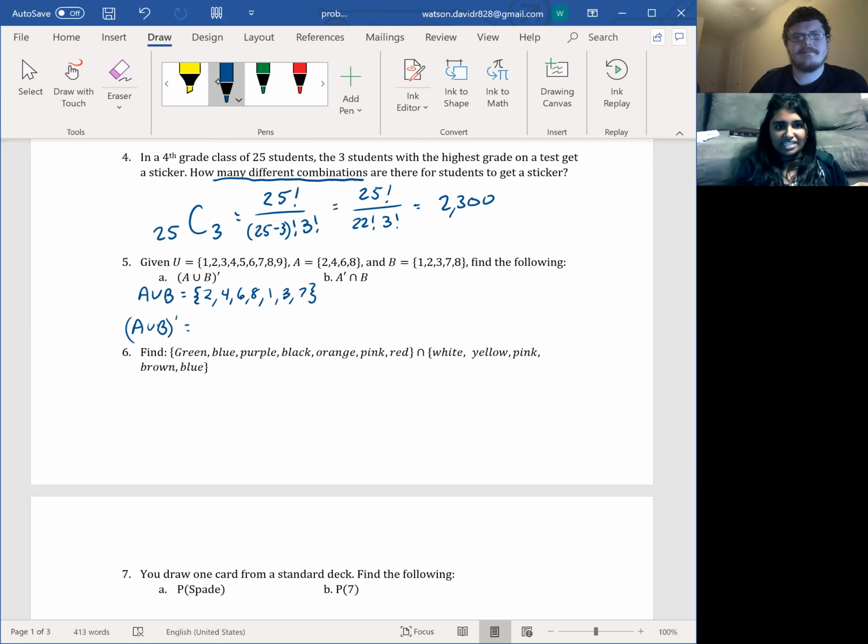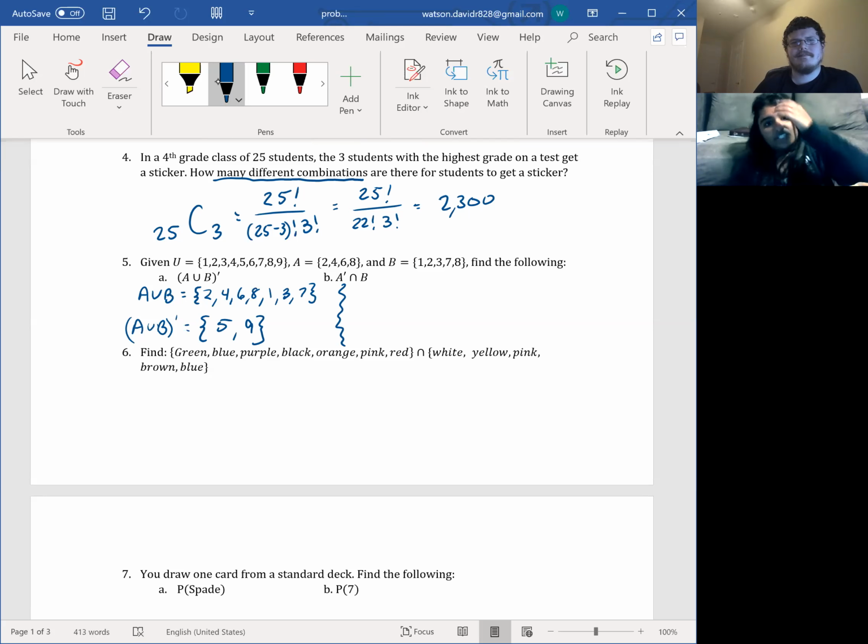So let's see what's left. If I take out all those numbers, 2, 4, 6, 8, 1, 3, and 7, what do I have left? 1 is in that first list, so we're not going to include that. 2 is there. 3 is there. 4 is there. Is 5 there? Nope. 5 is not in that first list. 6 is there. 7 is there. 8 is there. But 9 is not. So 5 and 9 would be the complement. And when you put both of those together, you get the universe.